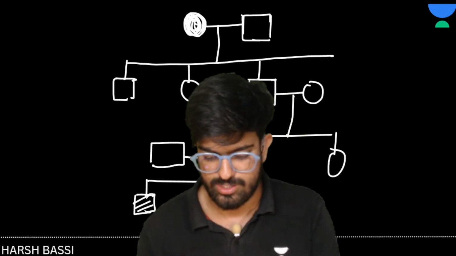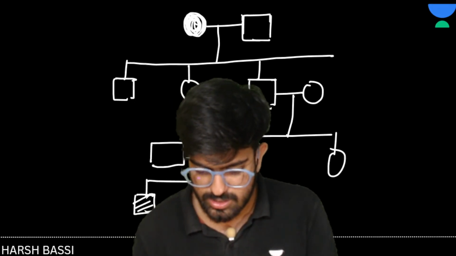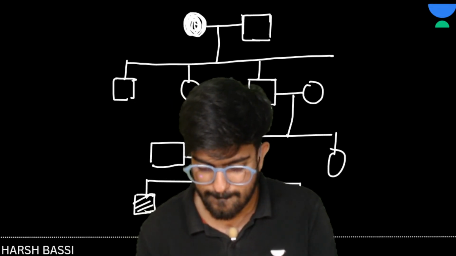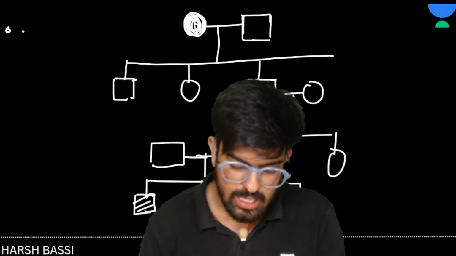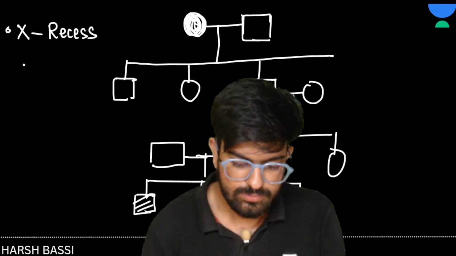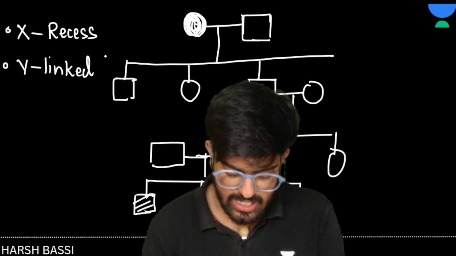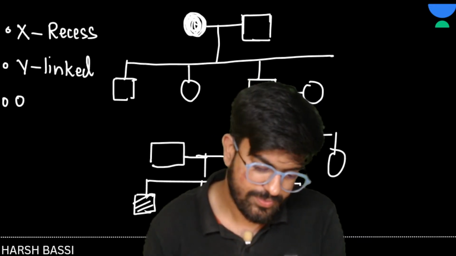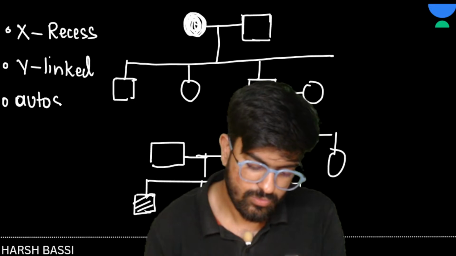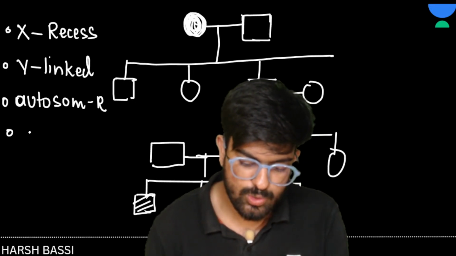Now, this is the question, okay? And let me give you the options. First, it says X-linked recessive. It says Y-linked. Or it says autosomal recessive. Or autosomal dominant.